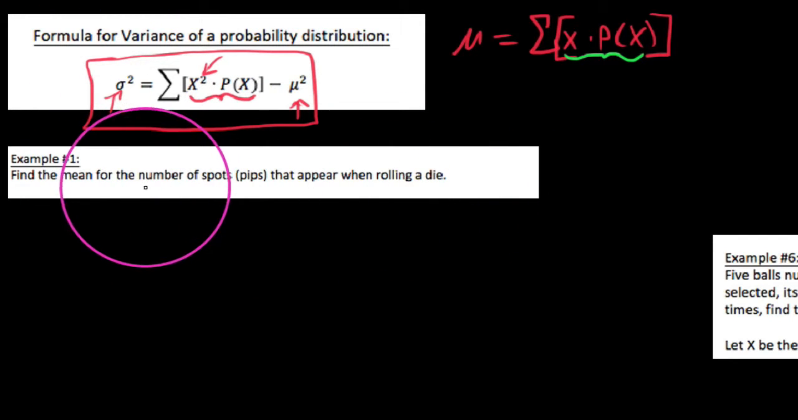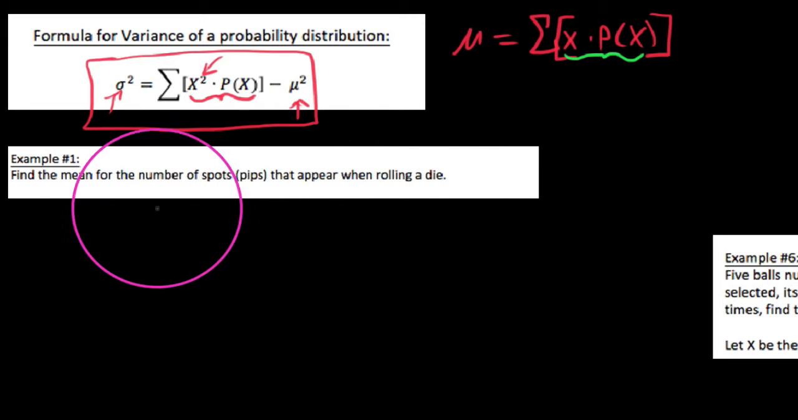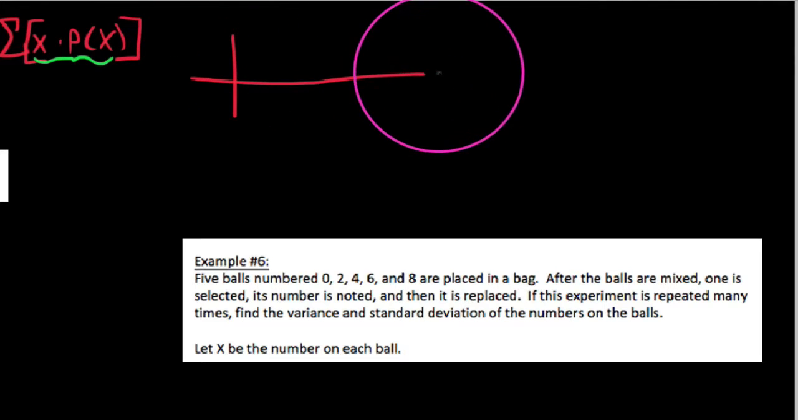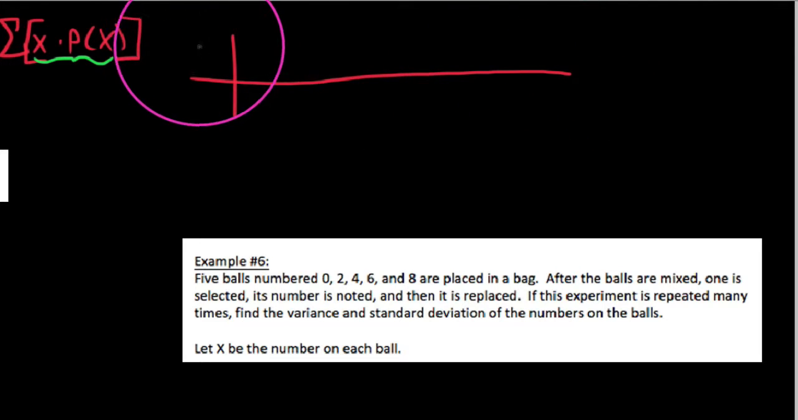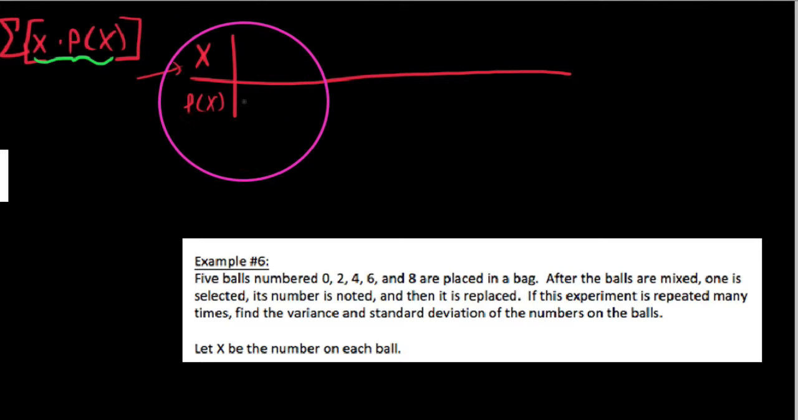So we say find the mean for the number of spots or pips that appear when rolling a die. Well, recall when you roll a die, let's write out our probability distribution here and make ourselves a table. We want to keep track of how many pips show up on this die. So we'll let that be x here. X is the number of spots you see on the die, and p of x is the likelihood that that actually occurs.